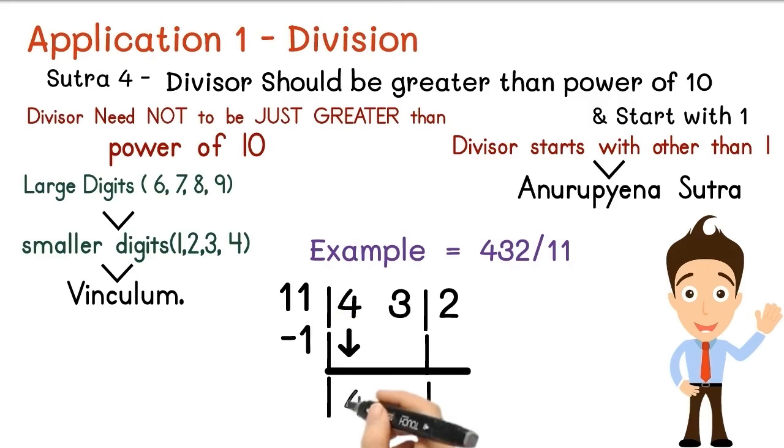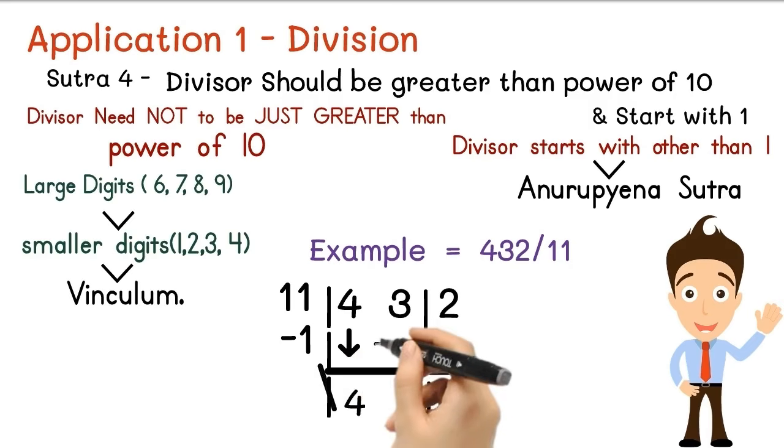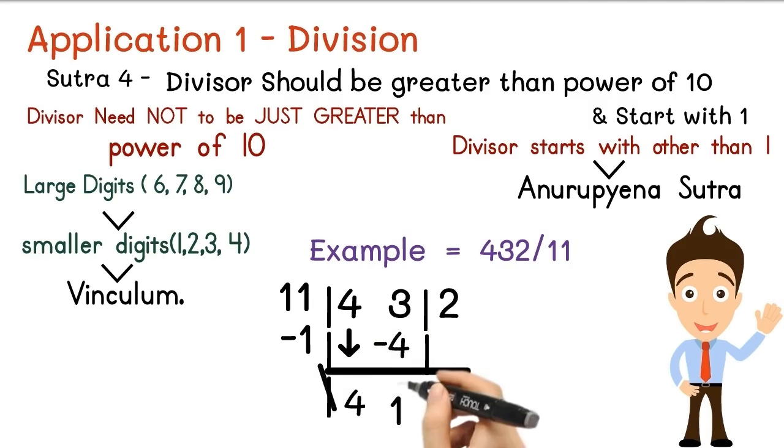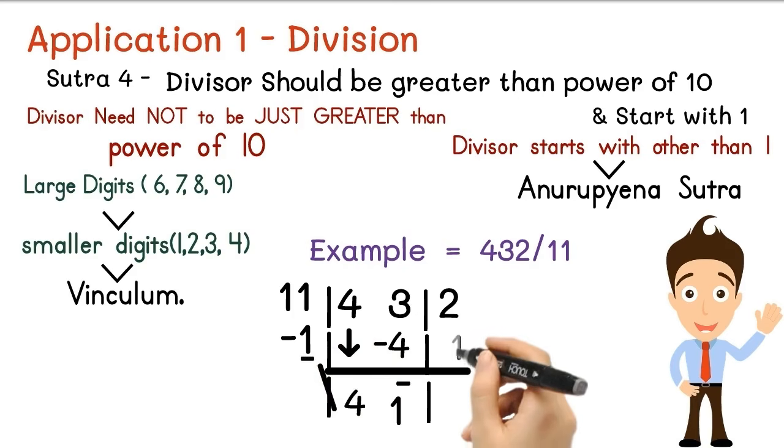Now take this 4 as it is below and multiply it by minus 1. So we get minus 4. Write down minus 4 here. Now 3 minus 4 equals minus 1. Now take this minus 1 and multiply with minus 1. So we get 1.